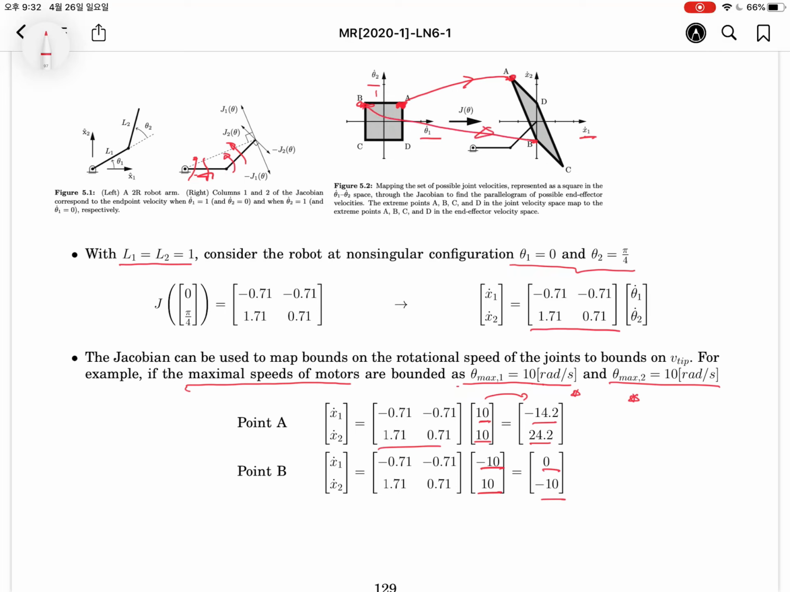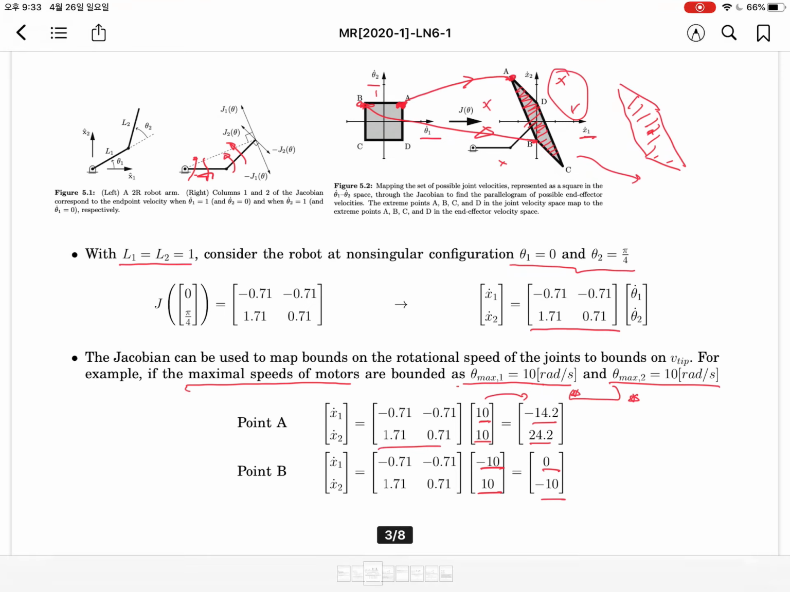Like this, we can write down some polygon in the x1 and x2 space, the vector plane. The vector velocity should be confined or limited in this plane, in this polygon. If you assign some point outside this polygon, we cannot achieve it using this kind of motor. So it shows the performance limitation from the viewpoint of the velocity.